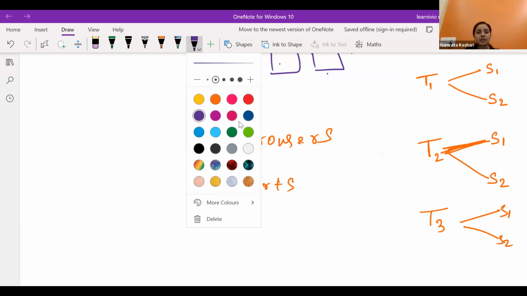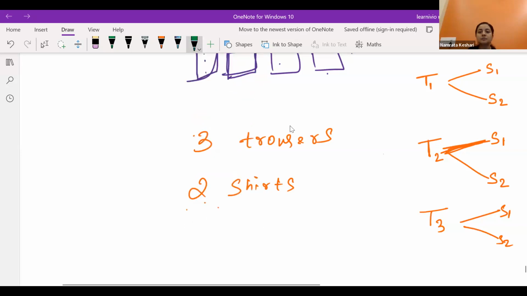Let me write everything properly. The first possible case is trouser 1 with shirt 1. Next is trouser 1 with shirt 2. Next is trouser 2 with shirt 1. Next is trouser 2 with shirt 2. Next is trouser 3 with shirt 1. And next is trouser 3 with shirt 2. How many possibilities? 1, 2, 3, 4, 5, 6. Six possibilities we are able to create from here. Getting it?